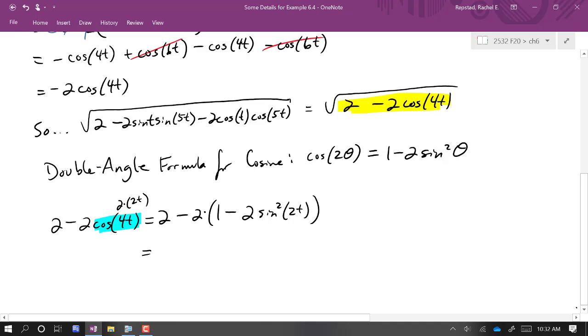And now I'm going to just simplify. I'm going to distribute, right? So I got 2 minus 2 plus 4 sine squared 2t. 2 minus 2 is 0, so we get 4 sine squared 2t. And that was the other simplification that we used.